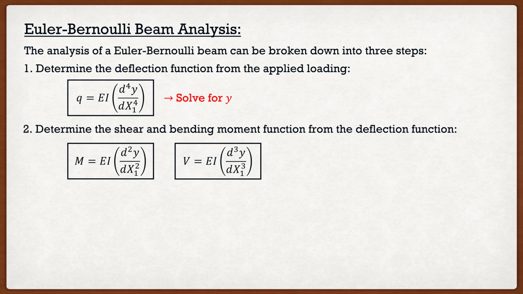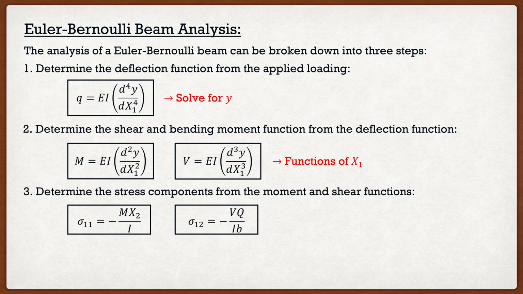Now the key here is that these two functions, both the shear and the bending moment, are going to be functions solely of x1. So they're just going to change along the horizontal length of the beam. They won't change over the vertical span of the beam. All right, and from here, we can take it a step further and find the stress components from the moment and shear functions.